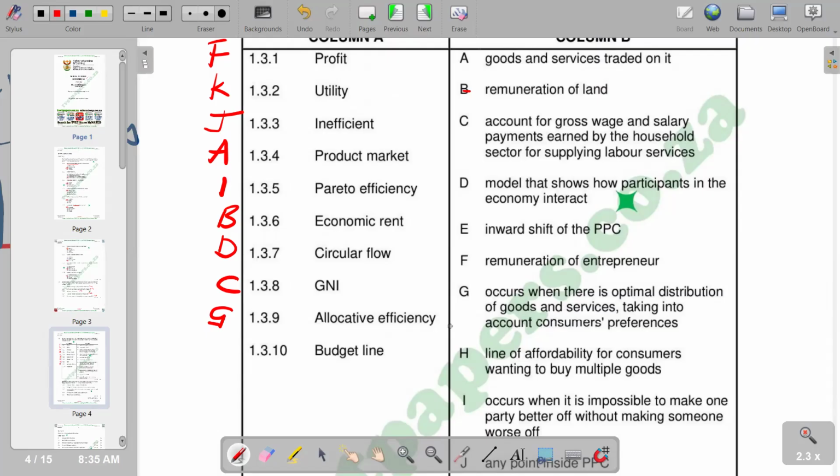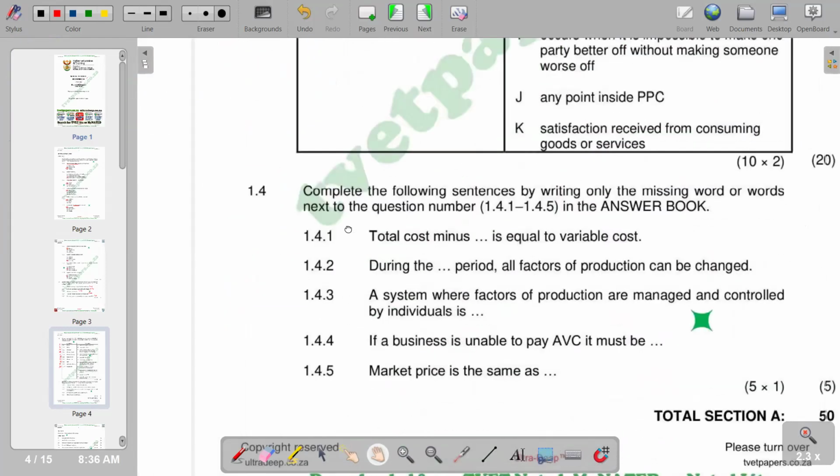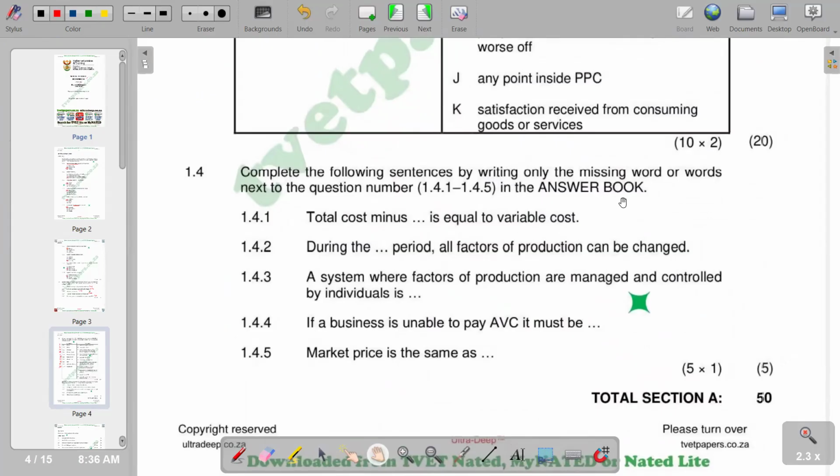Then we've got the budget line. The appropriate explanation is that this is the line of affordability for consumers wanting to buy multiple goods, so we have H as the correct response. So that's what we have on the matching part. Of course, we've got the last part, which is 1.4, which says complete the following sentence by writing only the missing word or words. So we've got total cost minus dash equal to a fixed cost.